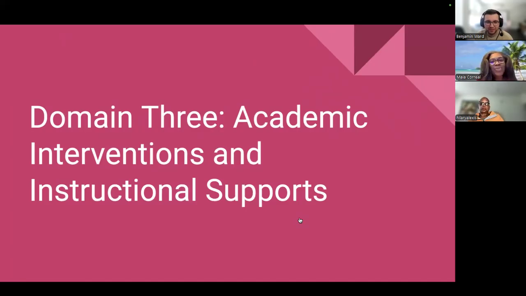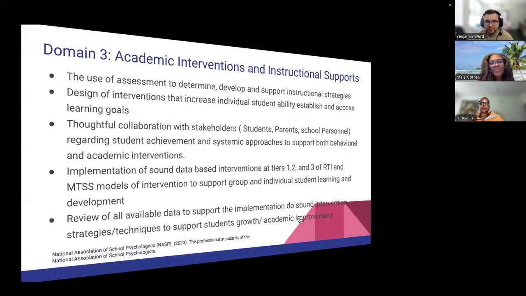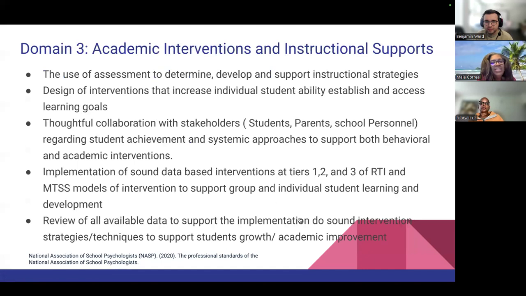I was tasked with Domain 3, academic interventions and instructional supports. And this domain basically has to do with the use of assessments to determine, develop, and support instructional strategies, the design of interventions for students, thoughtful collaboration with stakeholders, the implementation of data-based interventions at all three tiers, 1, 2, and 3, and the review of available data to support the implementation of sound intervention strategies and techniques.